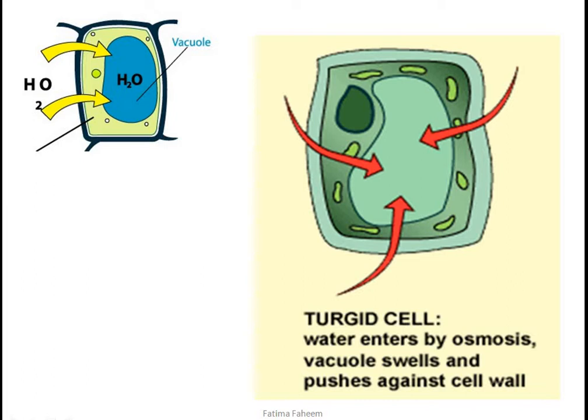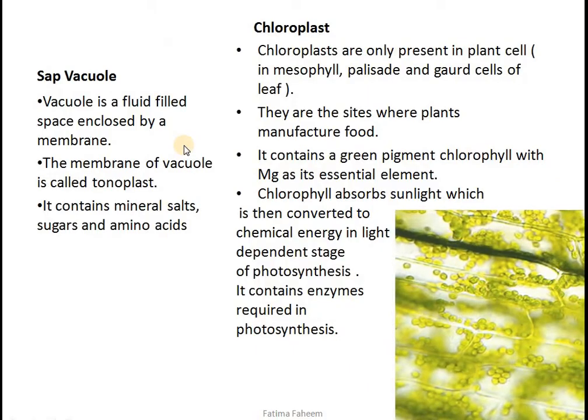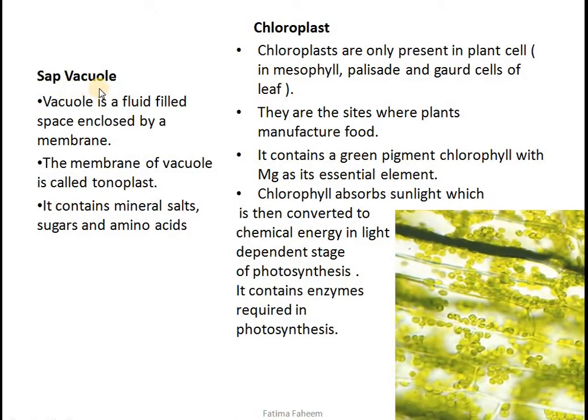It will first swell and burst, but this does not happen because of the tough and flexible cell wall, which is present in plant cells and absent in animal cells. So if you do this with an animal cell, it will burst because of the absence of a cell wall, but in a plant cell it does not burst because of the presence of this flexible and tough membrane, which is called the cell wall. Okay, next is sap vacuole.